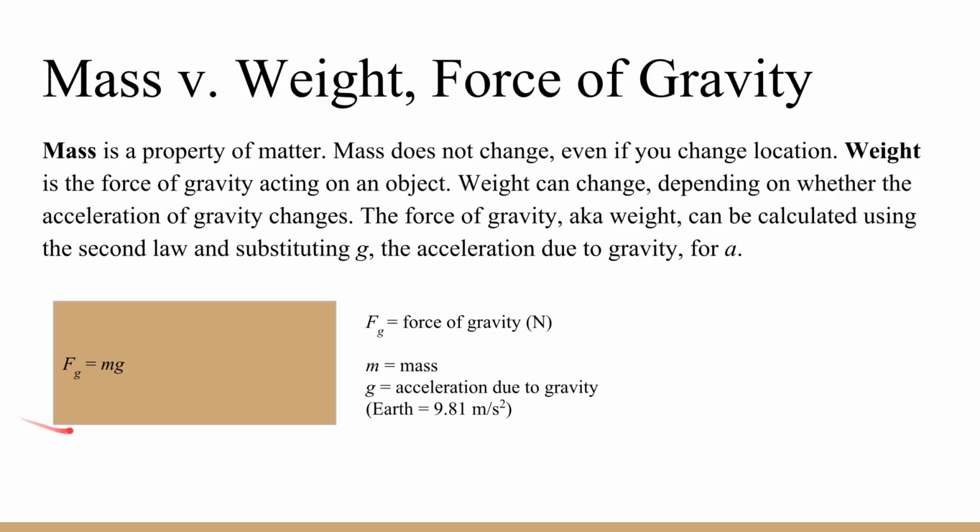And this is how you calculate weight. Fg, which is the force of gravity, also weight. m is your mass in kilograms. And g, if you don't know what g is, is the acceleration due to gravity, and assuming we're on Earth, it's about 9.81 meters per second squared.